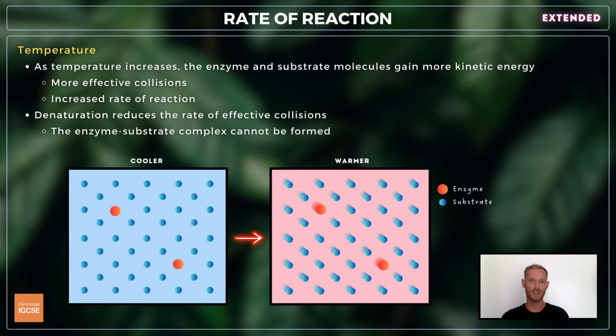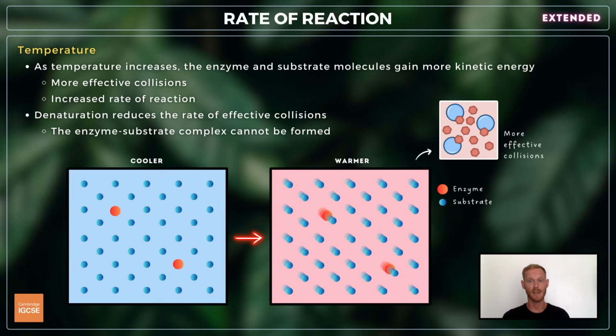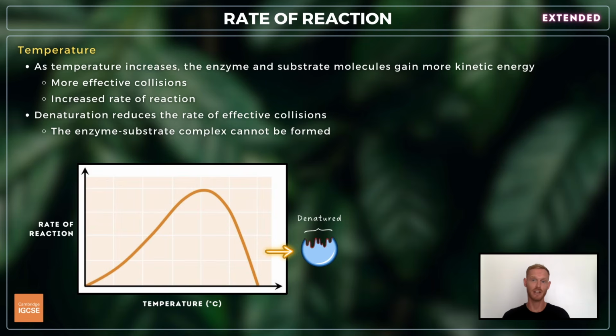So the reason why enzyme activity rises with temperature is that as temperature goes up, the enzyme and substrate molecules gain more kinetic energy. This means they move faster, increasing the frequency of effective collisions and therefore the rate of reaction and product formation. If temperature continues to rise, denaturation occurs, meaning protein molecules start to lose their shape, the enzyme-substrate complex can no longer be formed, and the rate of effective collisions declines.